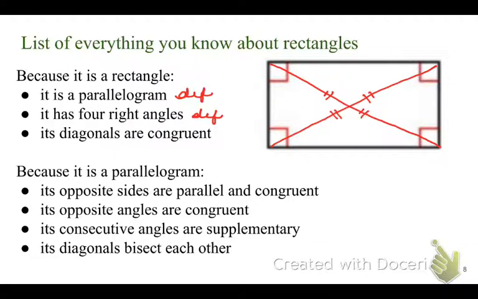Okay, now because it's a parallelogram, its opposite sides are parallel and congruent. So its opposite side is parallel to that side. This side is parallel to its opposite side. And they're also congruent. So I can make my parallel signs.